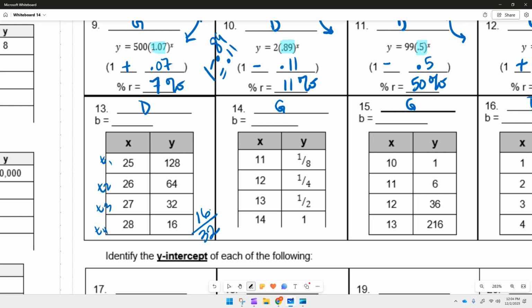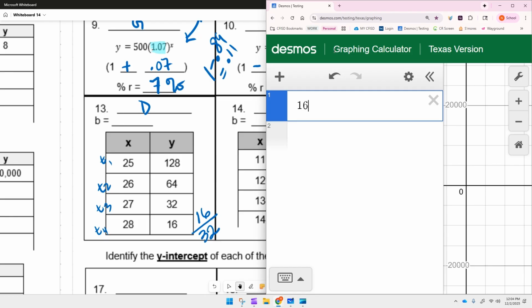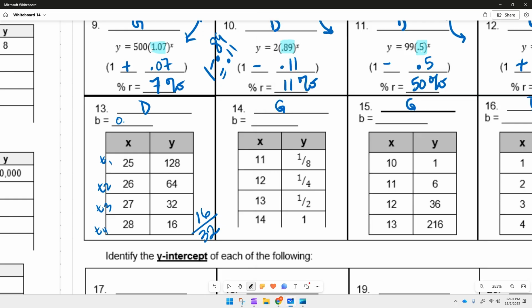So my ratio is going to be 16 divided by 32. I'm going to go to Desmos and do 16 divided by 32. Gives me not 2, be careful, 0.5. That's a double check because you know that this function is decay. If you put 2, 2 is going to give you a growth function, not a decaying function, because that would give your b value as greater than 1. So make sure you do not do 32 divided by 16. You're doing 16 divided by 32. Does that make sense?